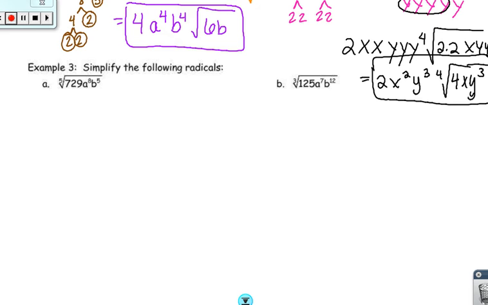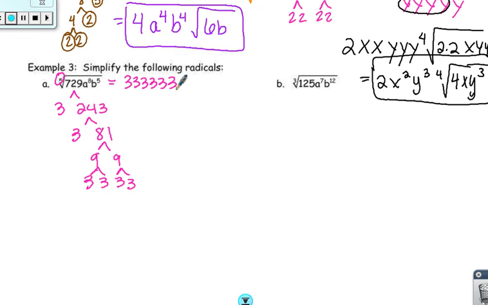Last set. This one we need groups of 5. 729 is 3 times 243. 243 is 3 times 81. 81 is 9 times 9. 9 is 3 times 3. So 1, 2, 3, 4, 5, 6 3's. We have 8 A's and 5 B's.